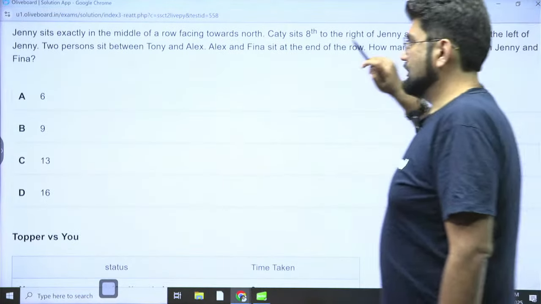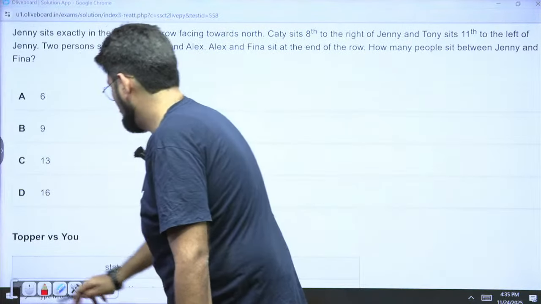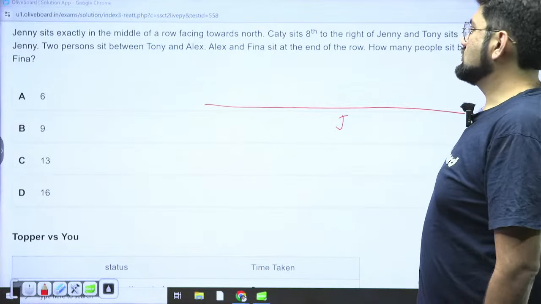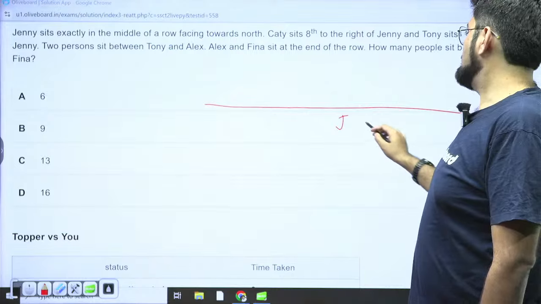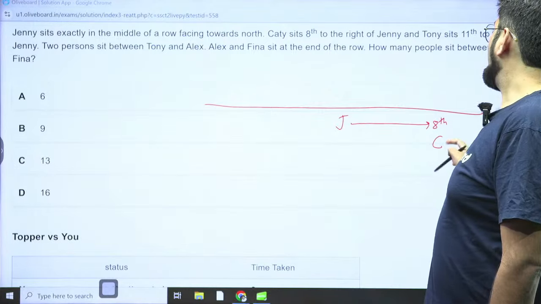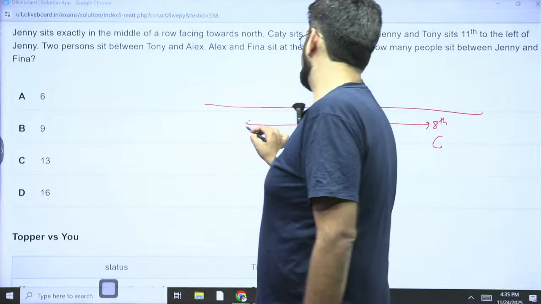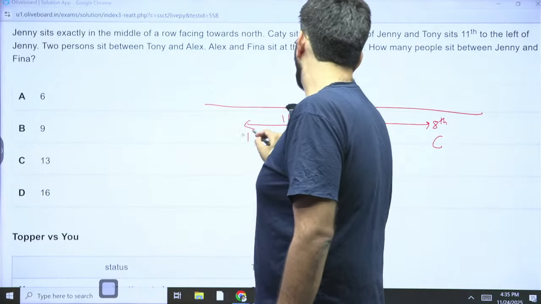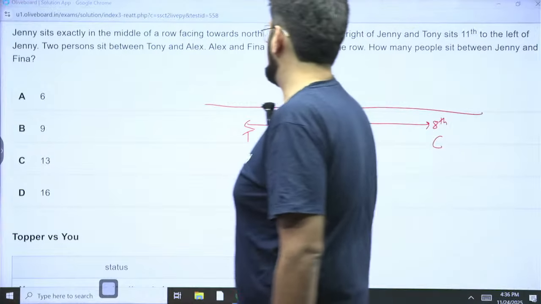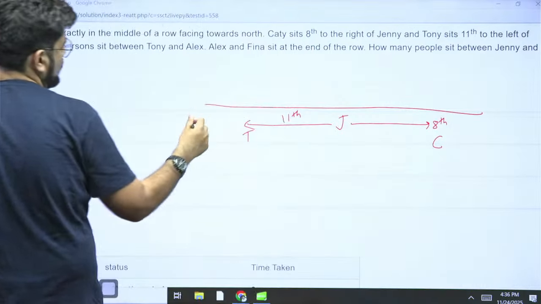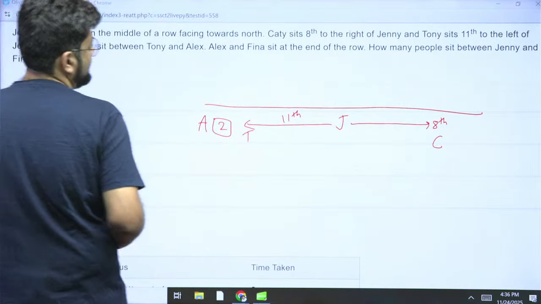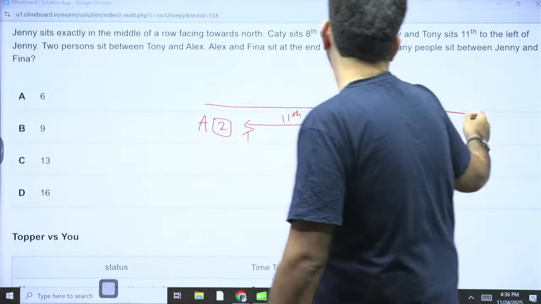This is a good one. Jenny sits exactly in the middle of a row, facing towards north. Katie sits 8 to the right of Jenny. And Tony sits 11 to the left of Jenny. 2 persons sit between Tony and Alex. Can be here, can be here. Alex and Fina sit at the end of the row. So this is Alex, these are 2 people. And Fina sits at the end of the row, so Fina sits here, but we don't know where.